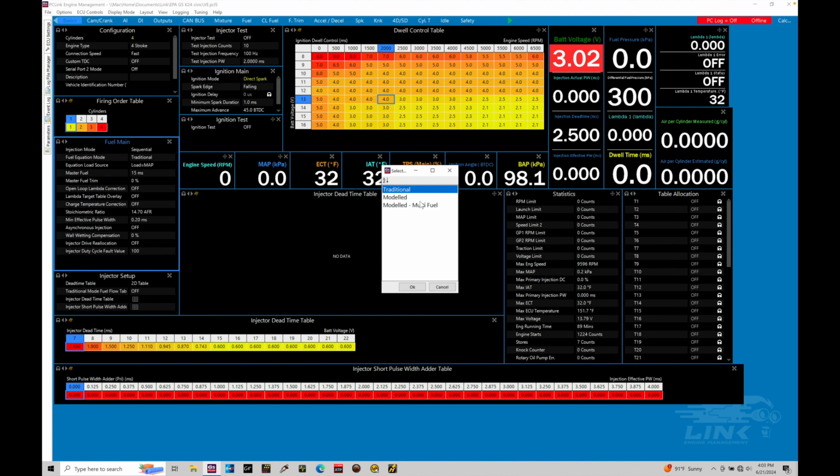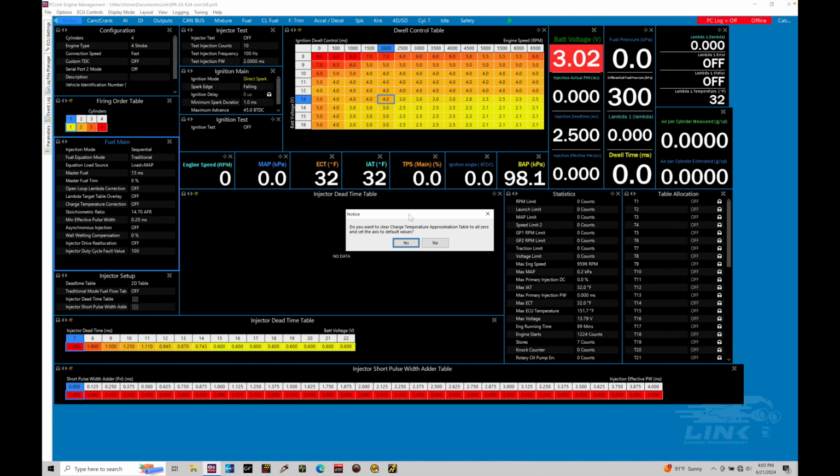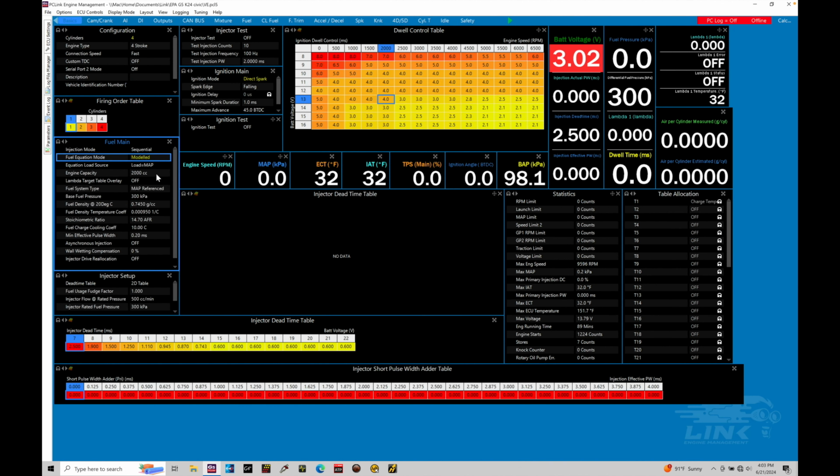Let's go change this to model here. And when we do this, we find there's a lot more parameters to go in and deal with. So we have engine capacity we have to enter in here, fuel density temp coefficient. We have fuel charge cooling coefficient. So all of these variables are accounted for on top of a couple additional things in order to calculate a proper amount of injector pulse width that we want to send to the injector to spray the fuel into the engine. At the end of the day, when we're looking at the traditional or the model, we're telling the injector to open up a certain amount to spray a certain amount of fuel.